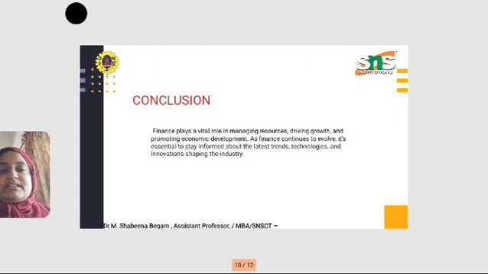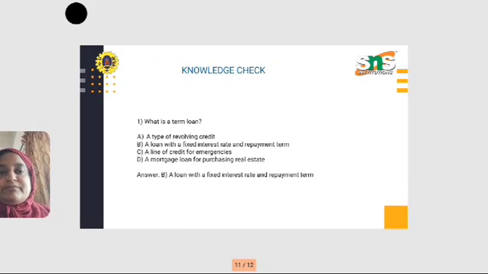So the conclusion is that finance plays a vital role in managing resource driven growth and promoting economic development. As finance continues to evolve, it's essential to stay informed about the latest trends, technologies, and innovations shaping the industry. So before starting up a venture, we have to plan our finance, the sources of finance and everything, how we are organizing and how we are using it, and the way that we are going to pay it back. You have to plan everything. That is why finance is very important in framing up a business.